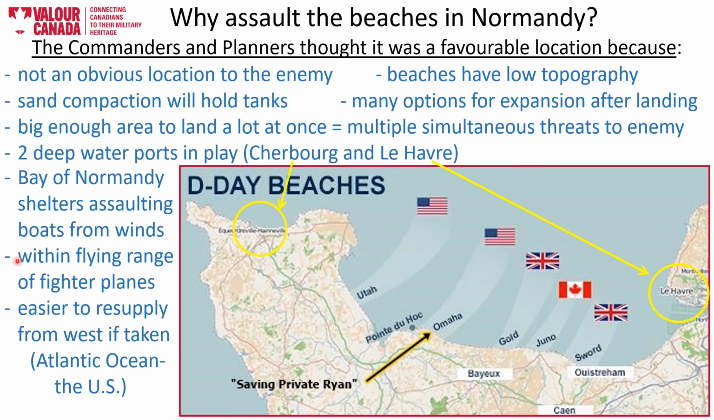The Bay of Normandy was also within range of the fighter planes, and in contrast with 1, 2, and 3, it's a little closer to the west. So if there's success in Normandy, then the U.S. can resupply it more easily than if it was, especially 1 and 2, where it'd be easier for the enemy to target any incoming boat convoys.